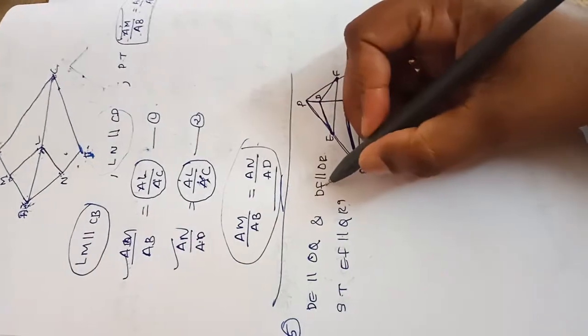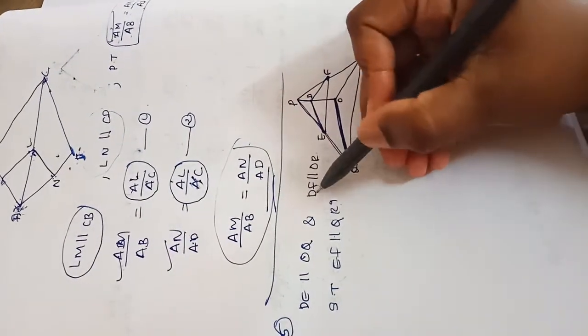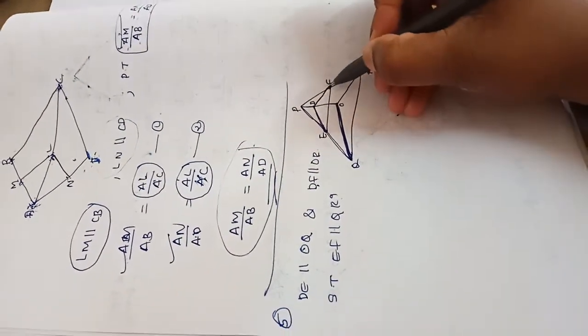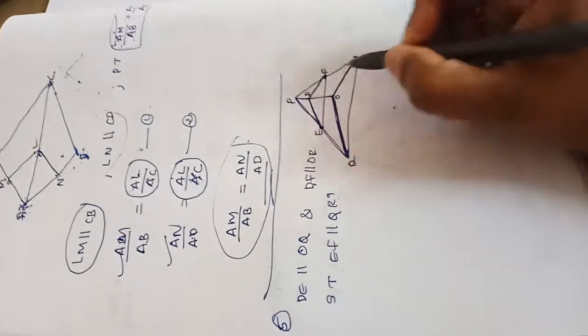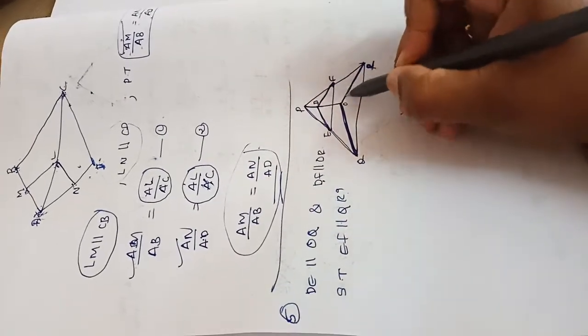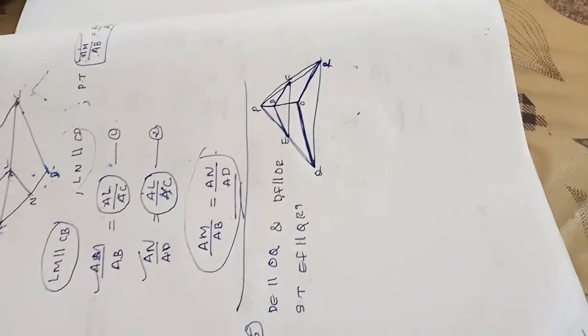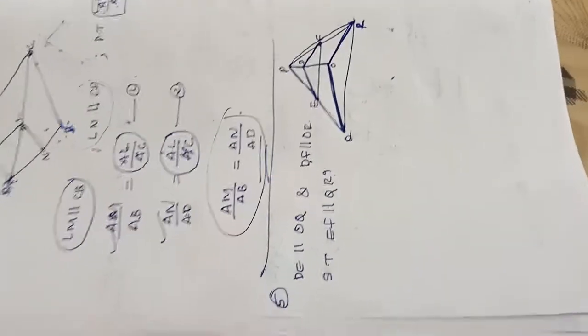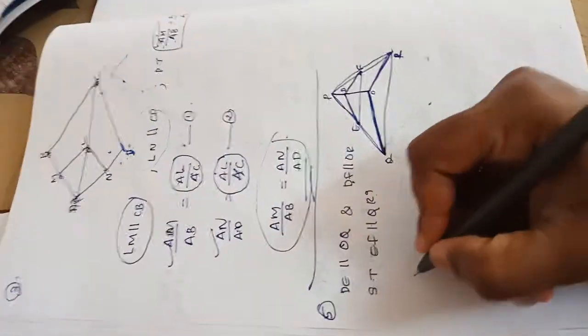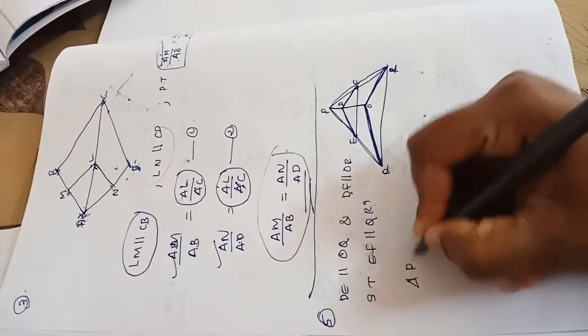Okay, and second condition: DF is parallel to OR. For this condition we can take the triangle POR. So we can take the triangles POQ and POR, from the given conditions in the question. So I am taking the triangle POQ.